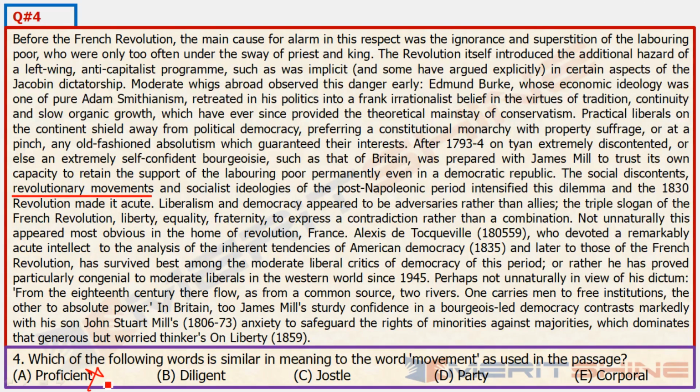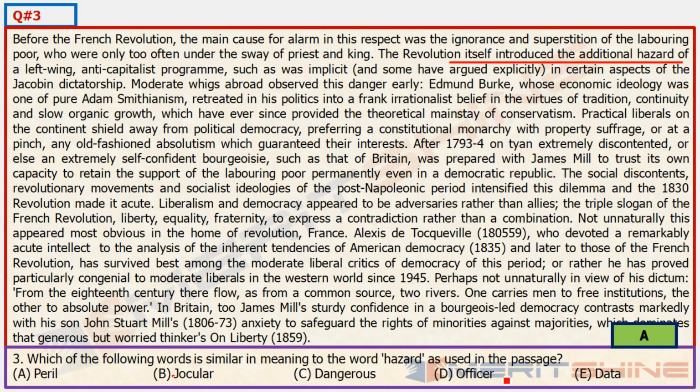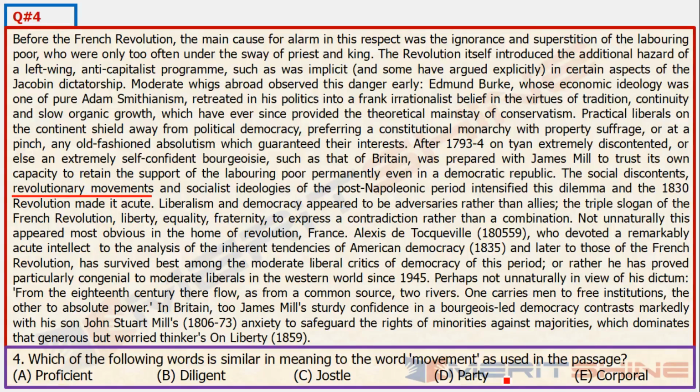So proficient is something which means being good at it, diligent, being hardworking. Jostle, to fight. And corporal, again, that's this rank. So party is something that could not be eliminated. It could have been eliminated if there had been a better option. But we'll have to mark one, so we would end up marking the D.